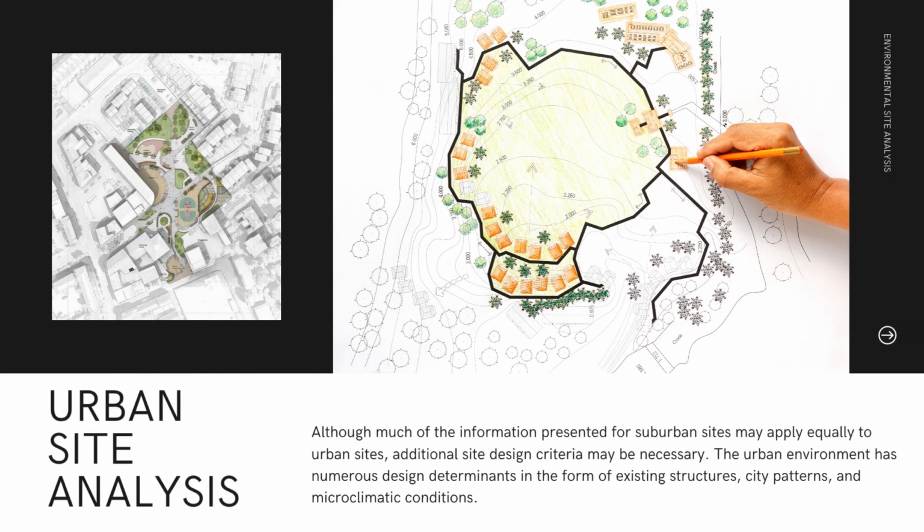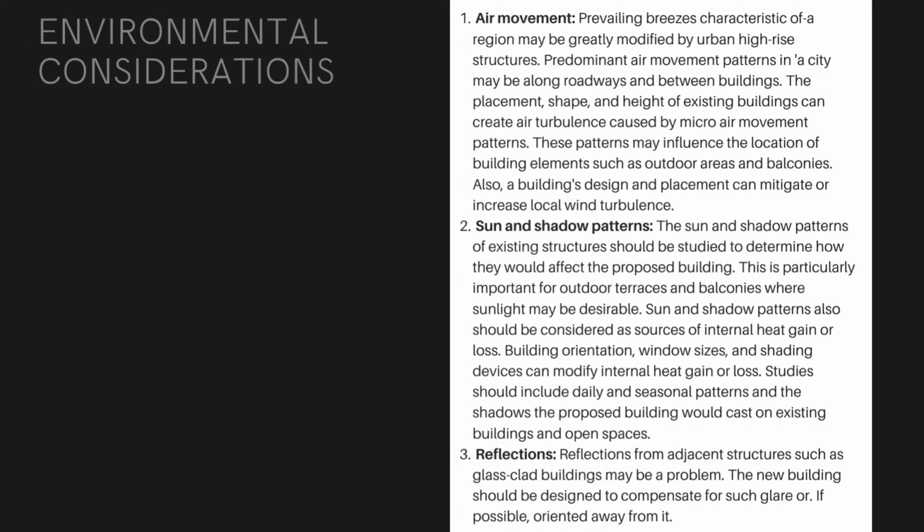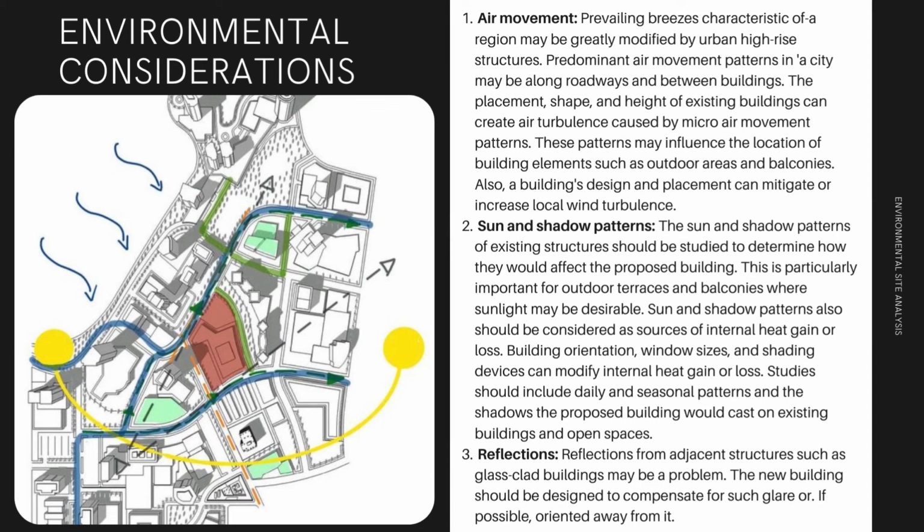Now, urban site analysis. Although much of the information presented for suburban sites may apply equally to urban sites, additional site design criteria may be necessary. The urban environment has numerous design determinants in the form of existing structures, city patterns, and microclimatic conditions. Next is environmental considerations. As you can see in the pictures, there is air movement, the sun and shadow patterns, and also the reflections.